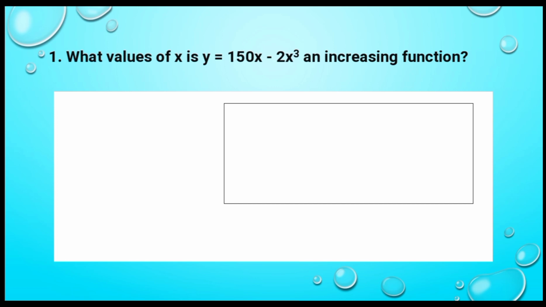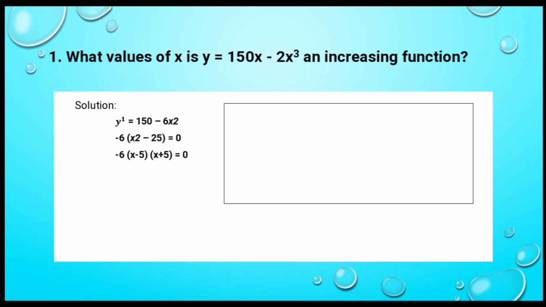Example: for what values of x is y equal to 150x minus 2x cubed an increasing function? Solution. First, let's differentiate the equation: the derivative of 150x minus 2x cubed is equal to 150 minus 6x squared. Then factor out, so we have negative 6 times the quantity x squared minus 25 is equal to 0.